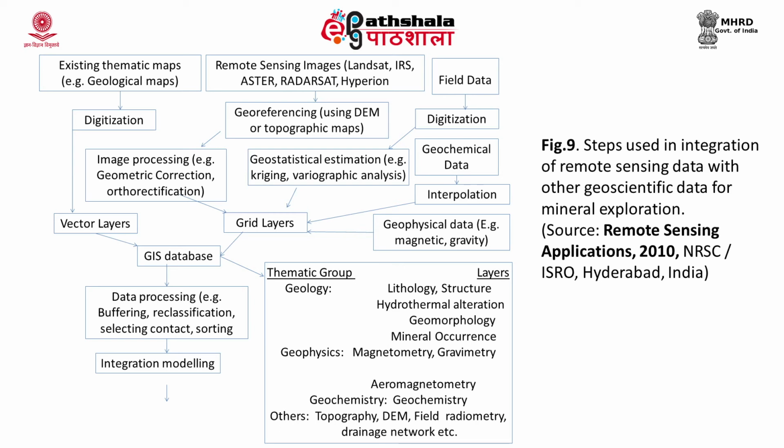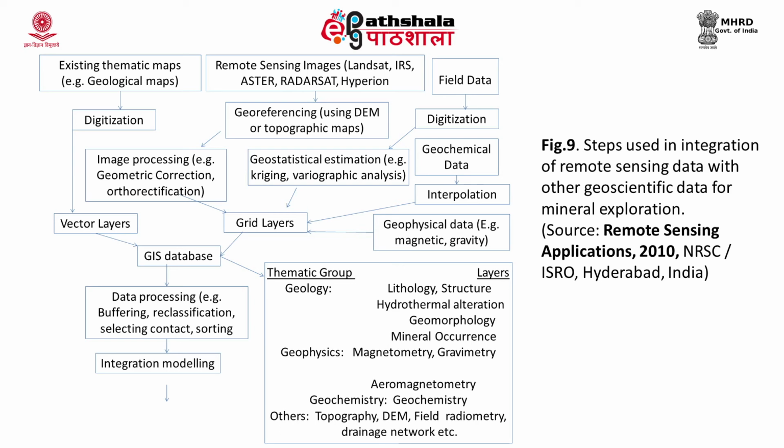This thematic map you can prepare. Then for the geochemistry thematic map you can prepare, and other thematic maps like topography, DEM, field radiometry, drainage network, etc. These are the different layers you can prepare using this GIS database. This GIS database will further go for data processing, where we can classify the information like buffering, reclassification, selecting contacts, sorting out different features, and then we can integrate.